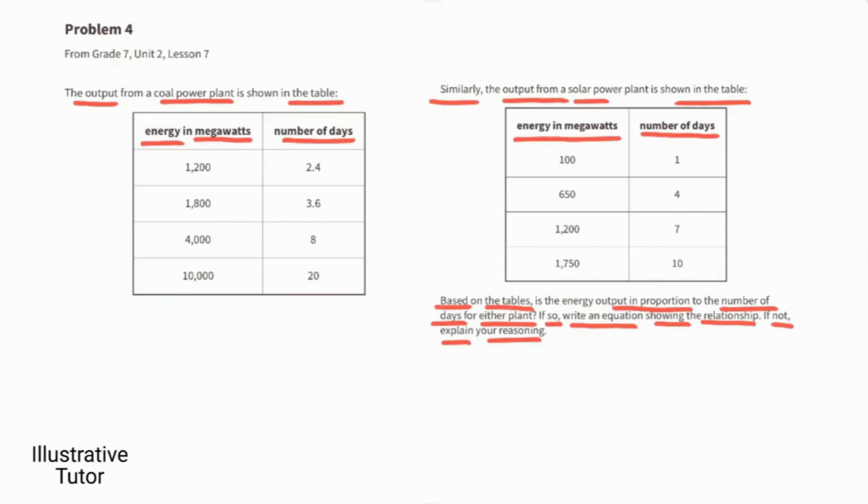Problem number 4, from 7th grade Unit 2, Lesson 7. The output from a coal power plant is shown in the table. Similarly, the output from a solar power plant is shown in the table. Based on the tables, is the energy output in proportion to the number of days for either plant? If so, write an equation showing the relationship. If not, explain your reasoning.